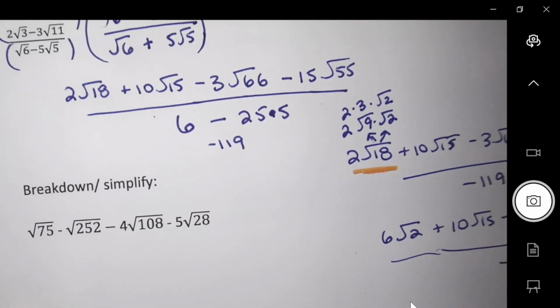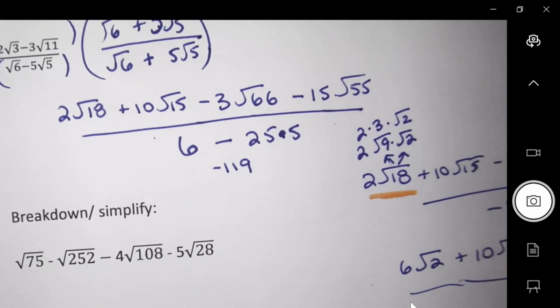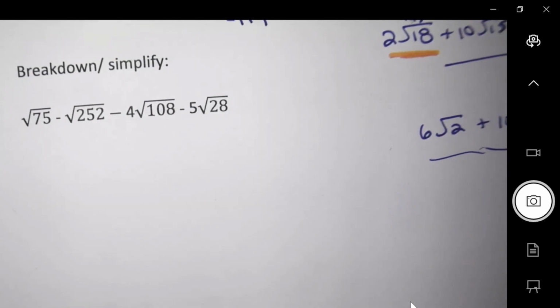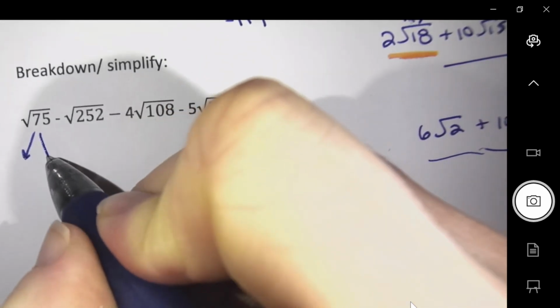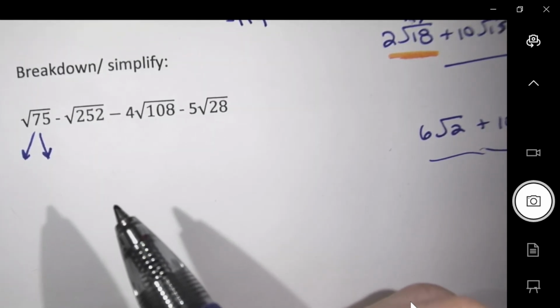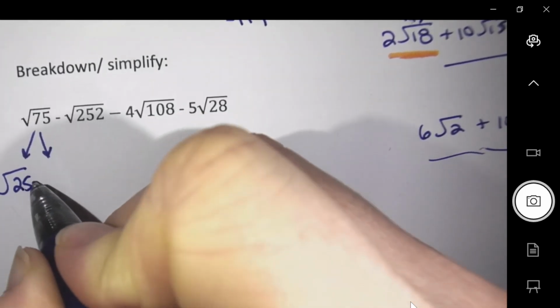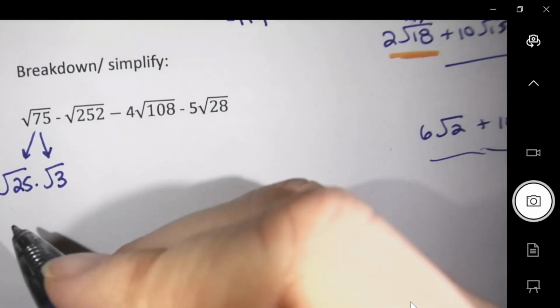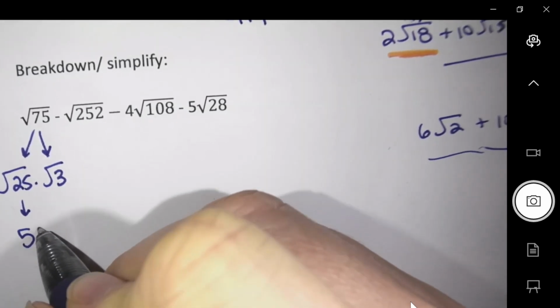Okay, so that is this skill. So there will be a few spots on your test where it's just going to randomly happen, so make sure you check. Okay, so magic numbers. 75 is divisible by what magic number? 25 times 3. 25 times 3 is 75. So the root 25 times the root 3 is therefore root 75. And then 5 root 3.